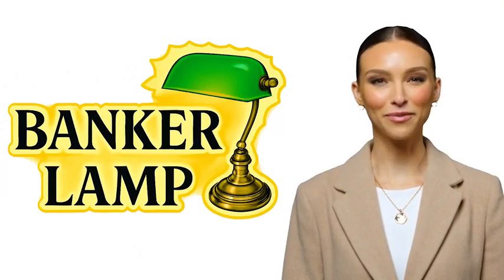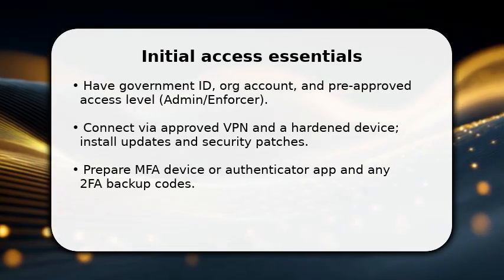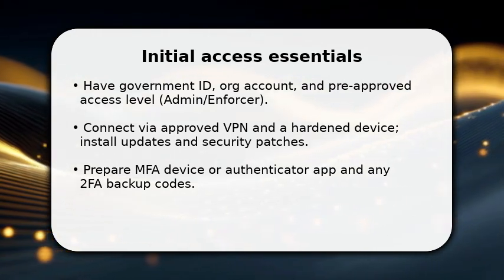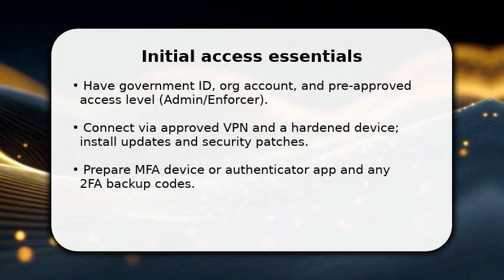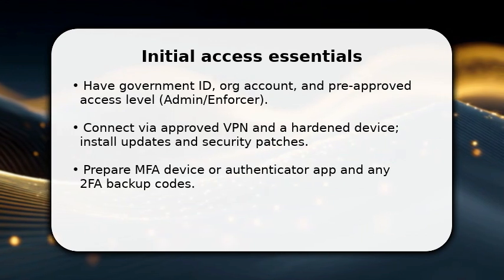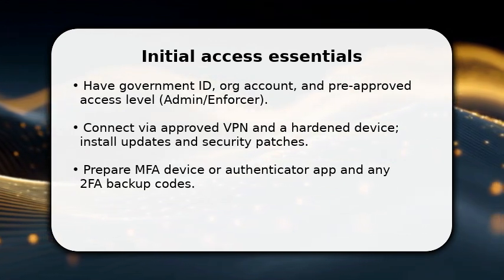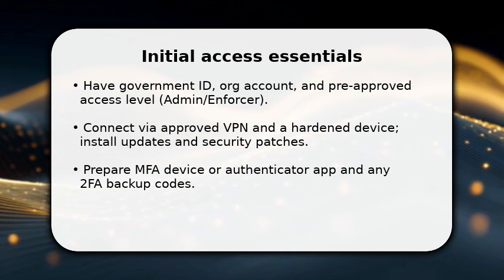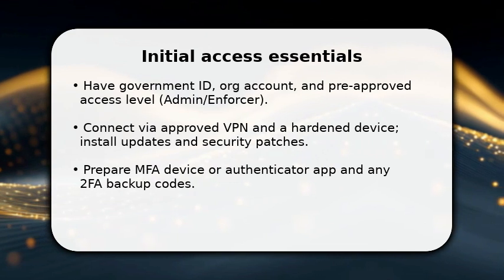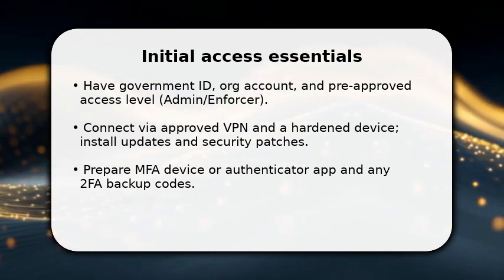Please enjoy the video. You start by confirming the exact access you were granted and why you need it. That matters for permissions. Once done, connect through the approved VPN on a hardened device and install any pending updates to avoid session blocks. Next, use your organization account credentials and complete multi-factor authentication with your authenticator or backup codes.